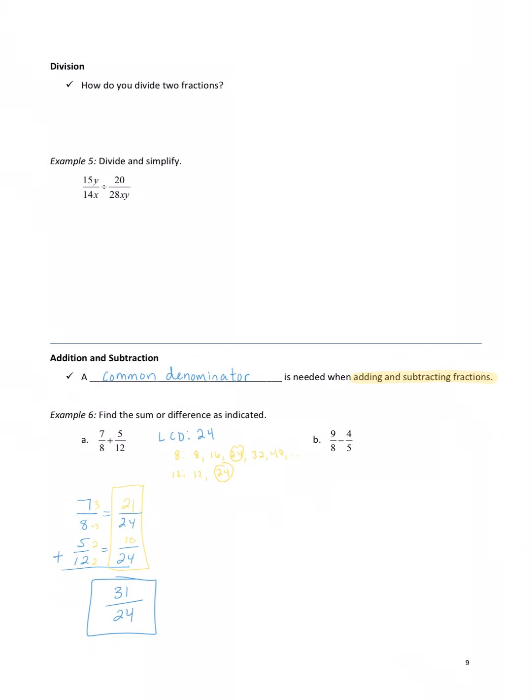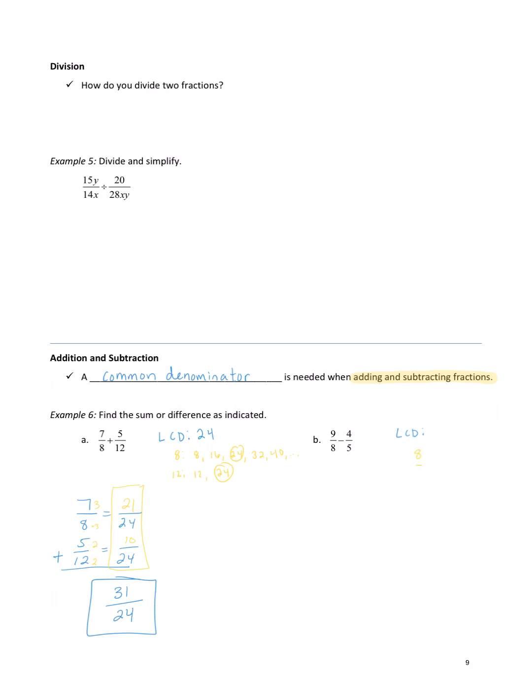Subtracting the fractions is the same idea. Instead of adding the 21 and 10, if it were subtraction, we would subtract 10 from 21. Again, we have to first find the LCD. Again, if we need to, list some multiples out.